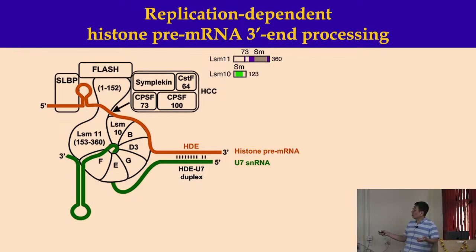LS10 has small extensions, even though it's unique to the U7 SNRP. Because these extensions are so small, people basically ignored them, didn't really pay attention to them. Nobody really studied them. So we'll come back to that.